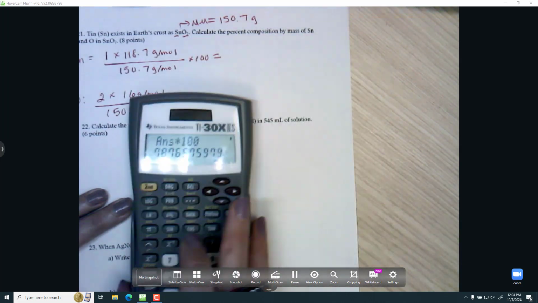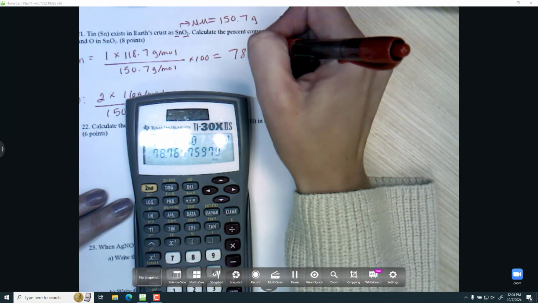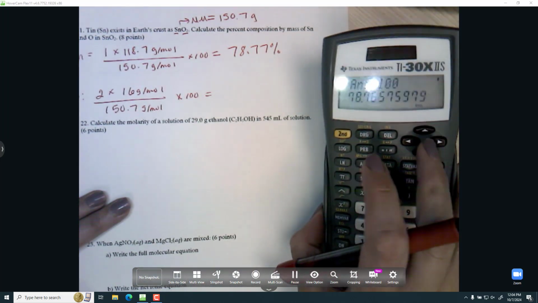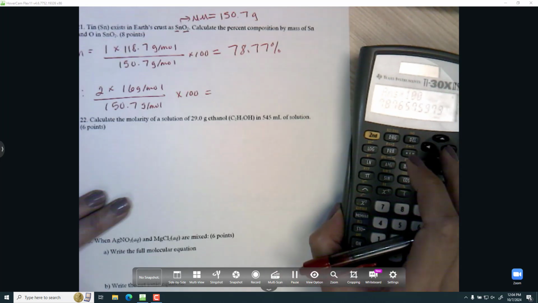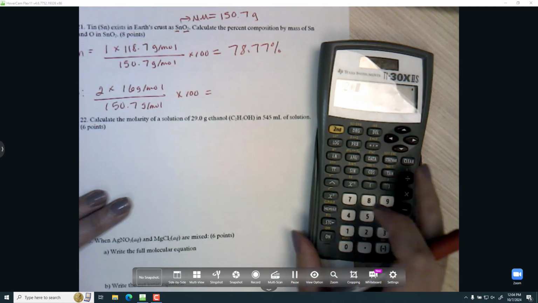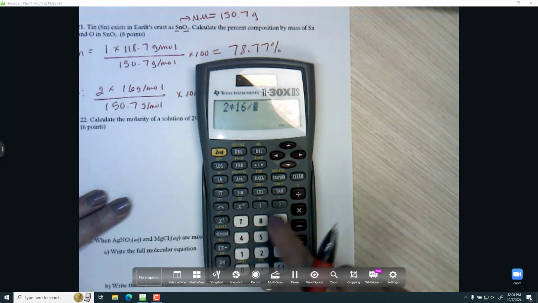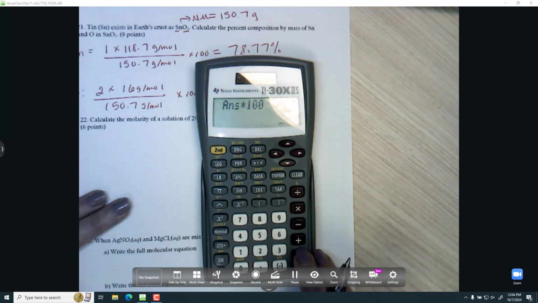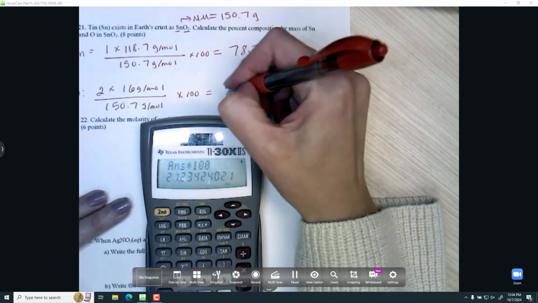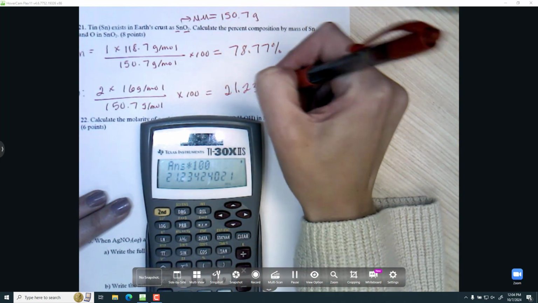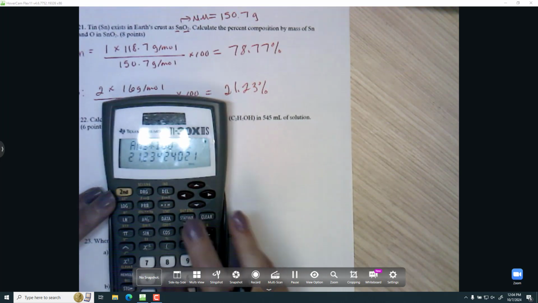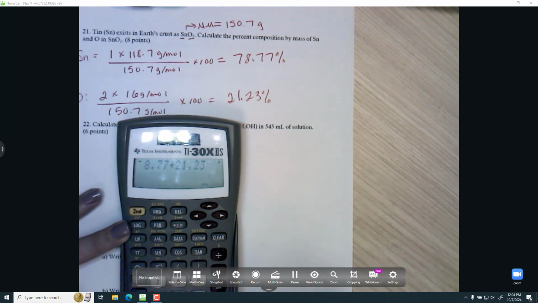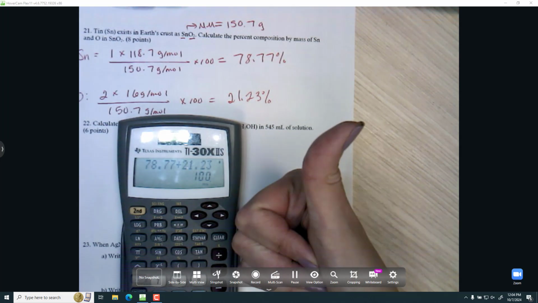All right, I get 78.77. And then two times 16 divided by 150.7 times 100, 21.23. I should check my work and make sure they add up to 100, so I'll do that. And thumbs up, they do.